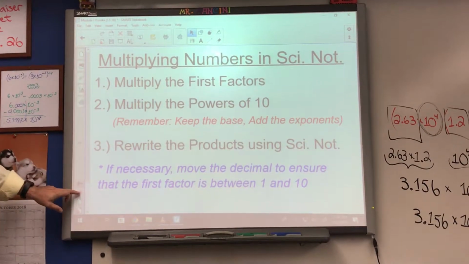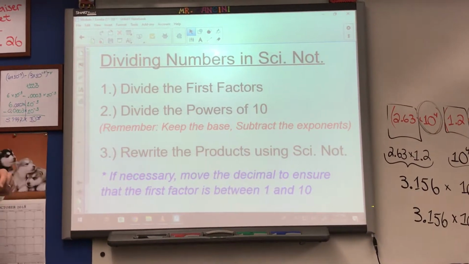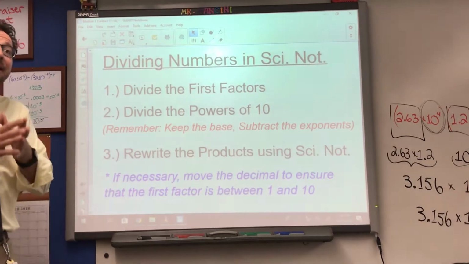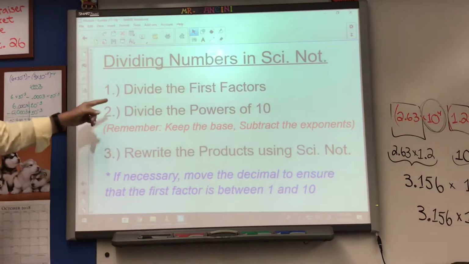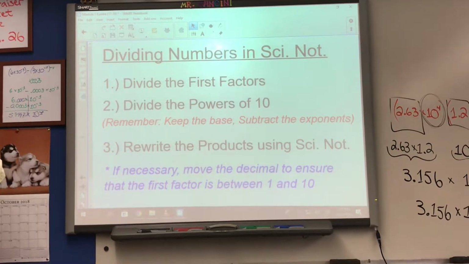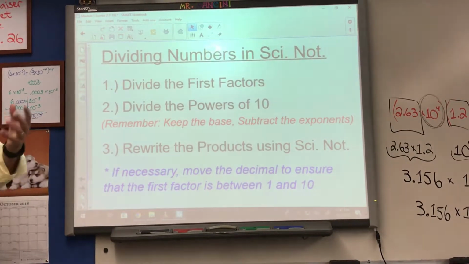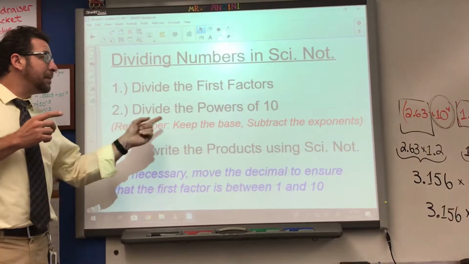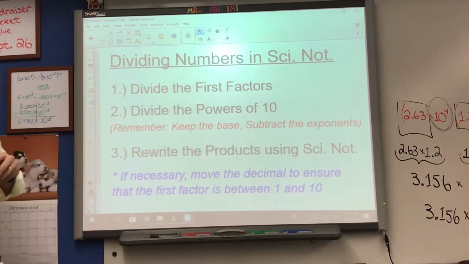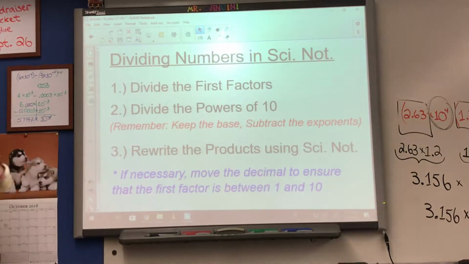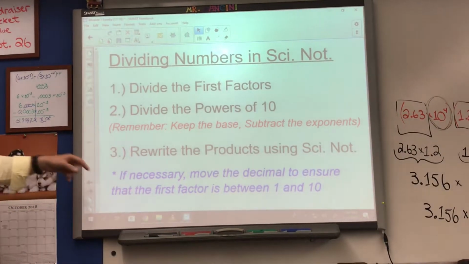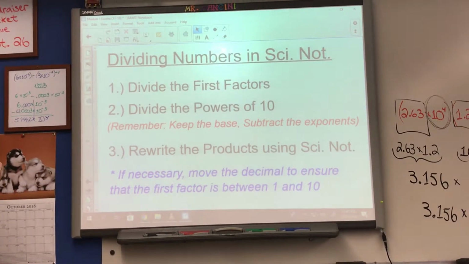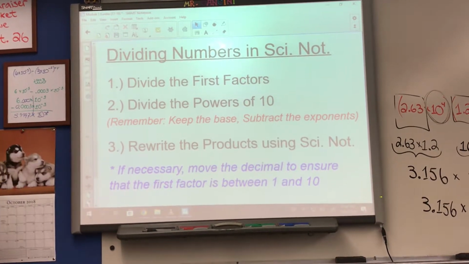When we're talking about dividing numbers in scientific notation, it's pretty much the same approach. We divide the first factors instead of multiplying. We divide the powers of 10 instead of multiplying. Again, treat them as two separate problems. Remember, keep the base and this time subtract the exponents. You would rewrite the products using scientific notation, and again, if necessary, move the decimal to ensure that the first factor is between 1 and 10.